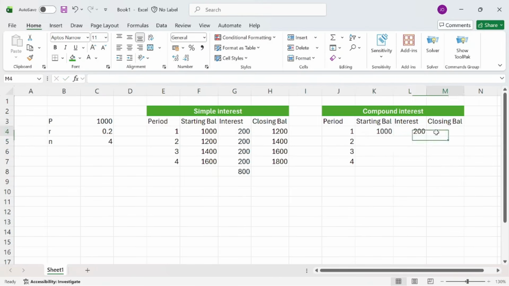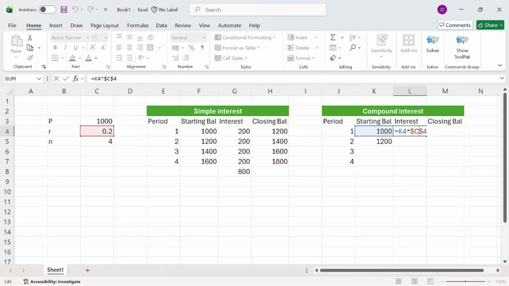Then we are going to have our closing balance as the sum of the starting balance and the interest. Now, for the second year, we are going to have, of course, the starting balance is the closing balance of the previous year, and then we are going to have our interest following this same formula, but remember to lock this cell using these dollar signs, and now we can simply drag this down.